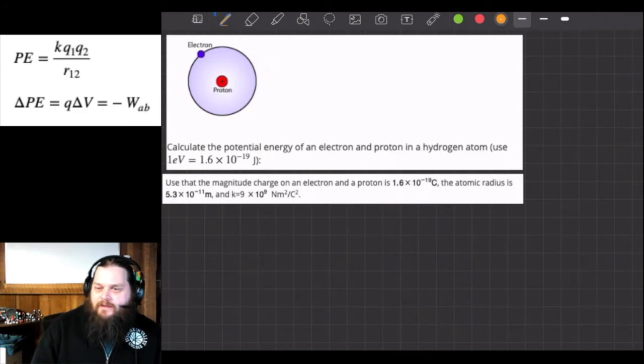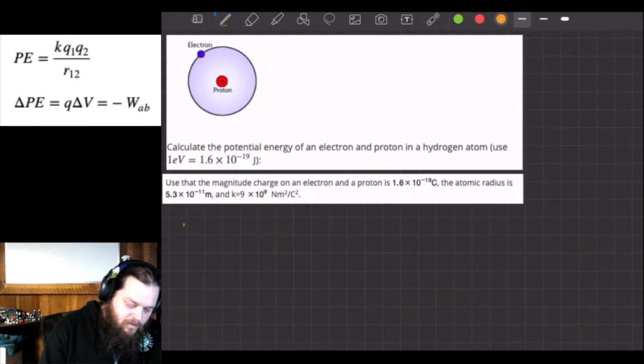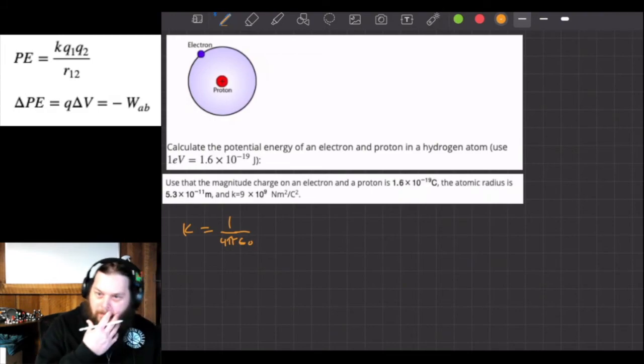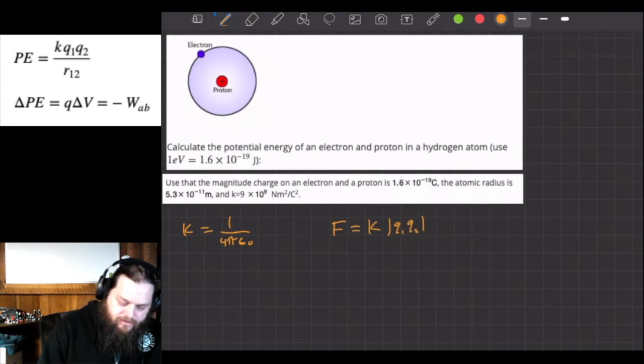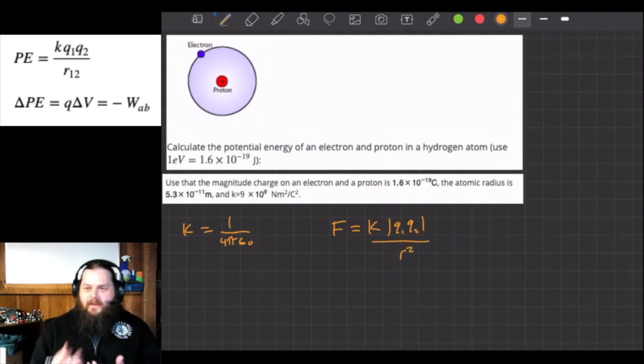And k, of course, is going to be our Coulomb constant, and that's 9 times 10 to the 9 newton meters squared per coulomb squared. It's also equal to 1 over 4 pi epsilon naught. So we can use this idea, because we know that the force between those two is k Q1 Q2 over r squared.